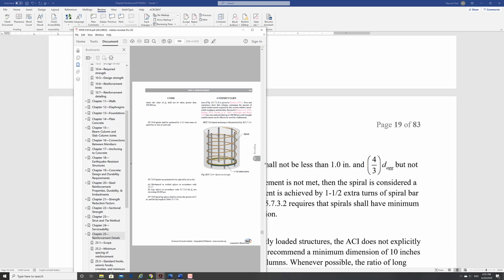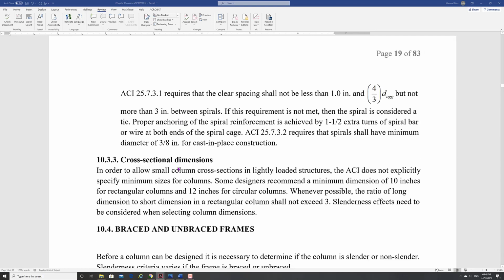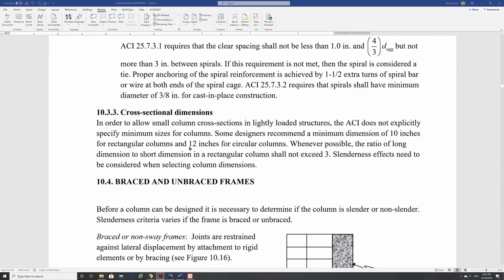Very closely spaced, very close. So that's what I say: you're pretty much encasing the concrete with these bars. Okay? Spirals need to have a diameter of at least 3/8 in cast-in-place construction. Okay? At least 3/8. All right. So that's for now. We are going to use the formula, but later, not now.